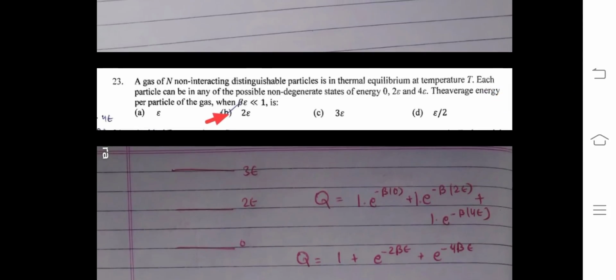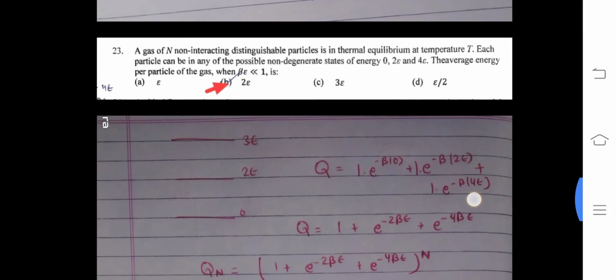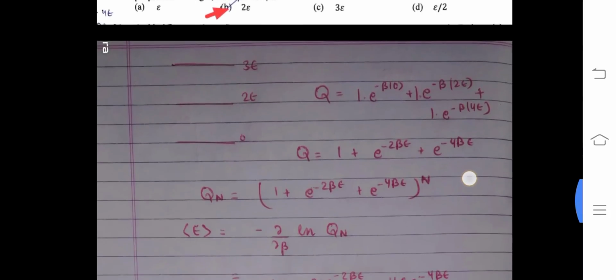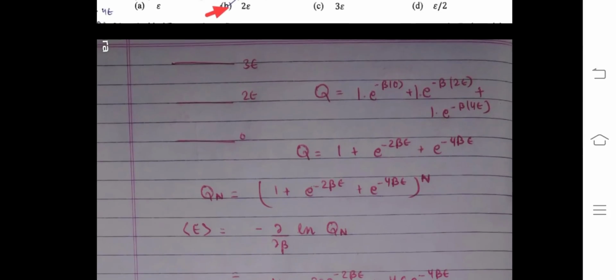Then we have been given indistinguishable particles in thermal equilibrium at temperature T. We have non-degenerate energy states with energy 0, 2e and 4e. Sorry, here it would be 4e, not 3e. I have written it wrong in the diagram. Now they are asking for average energy per particle. So let us solve. Firstly, find out the partition function. We know that the partition function is a must to solve such kinds of problems.